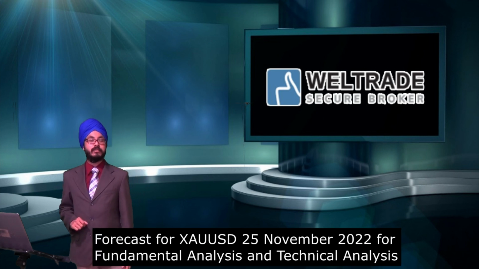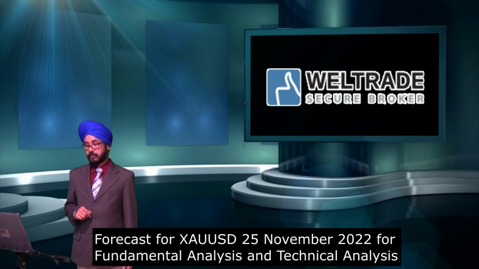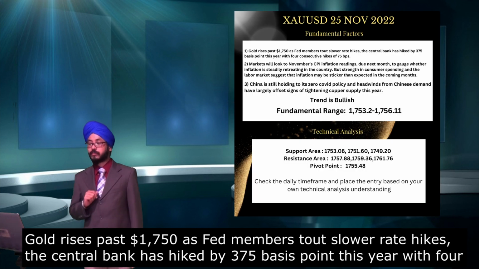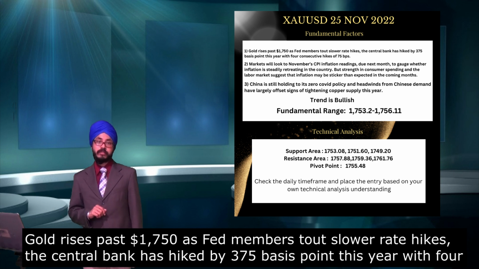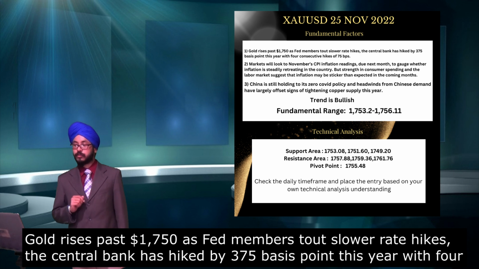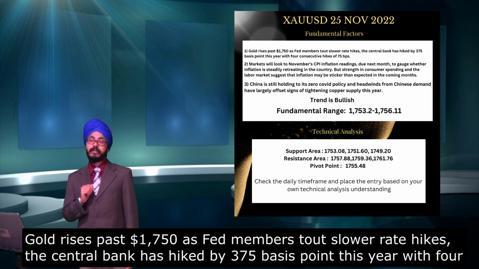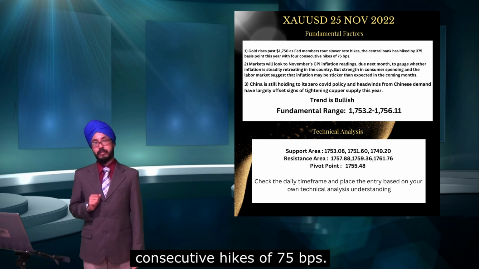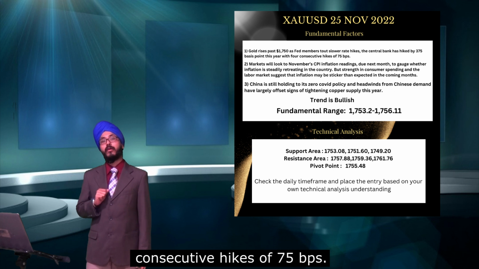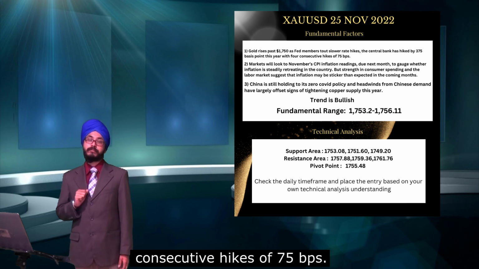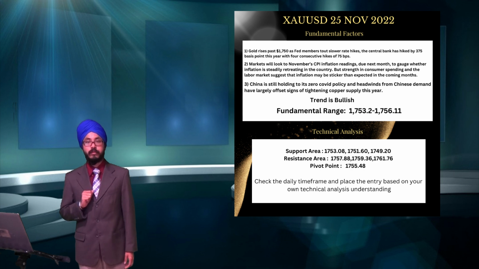Today, I'm going to forecast the gold trend based on fundamental analysis and also technical analysis. First and foremost, as we can see, gold has risen past the rate of 1750, and this is due to the central bank which has actually reduced the rate in order to hike in December. It is likely that they would only hike it by 50 basis points. It has actually reached about 375 basis points for this year.